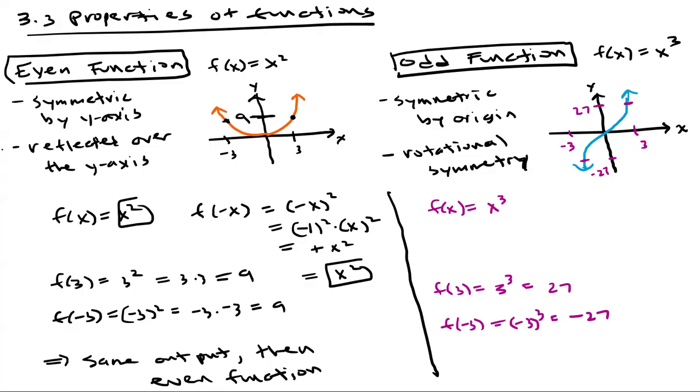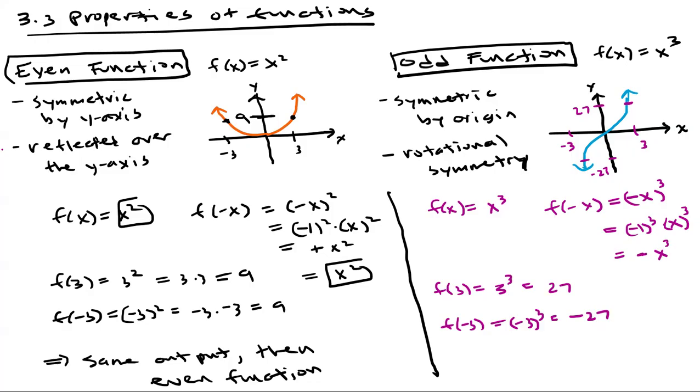So if the output is opposite, what does that mean? Well, again, in order to determine whether it's an odd function, we're going to go through the same process of plugging in the negative x. So we have f of negative x. So that would be negative x to the third power. And that's going to give us negative 1 to the third power times x to the third power. And negative 1 to the third power is just negative 1 times negative 1 times negative 1, which is a negative. And then we have x to the third power.